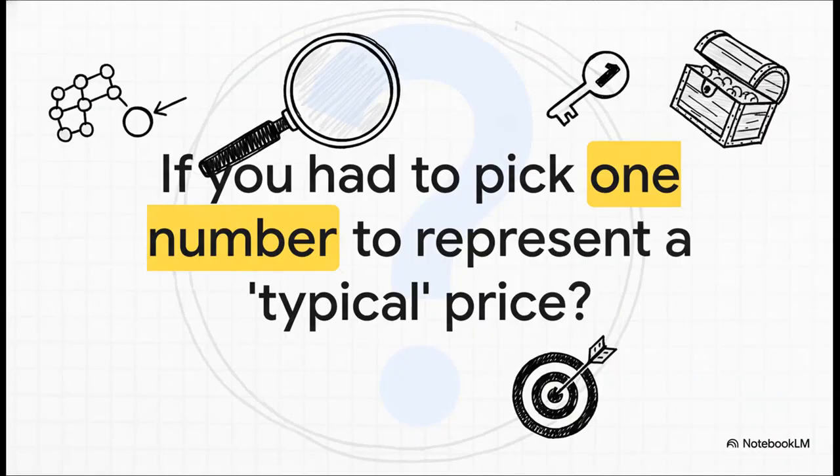So this is it. This is the big question for any data detective. If you had to boil this all down to one single number to represent a typical price, what would you choose? Finding that number is our first mission. It's the key that's going to unlock the story hidden in all this data. So what's your gut tell you?